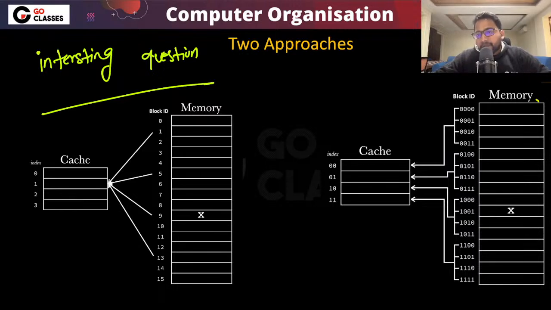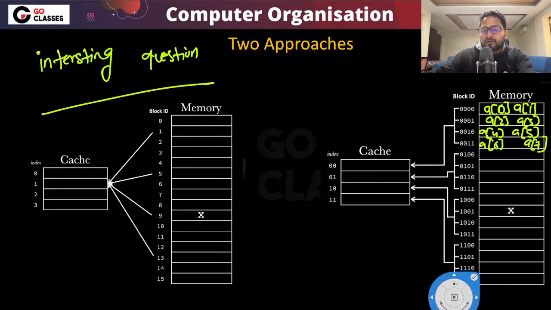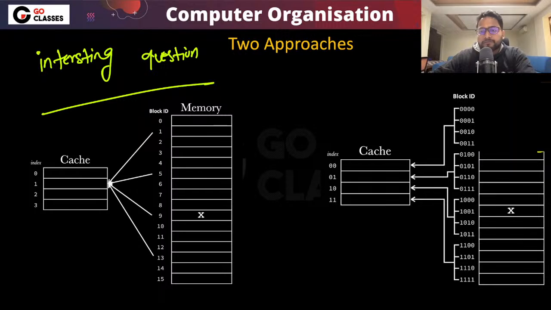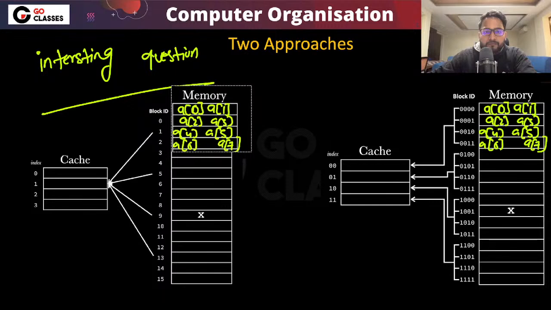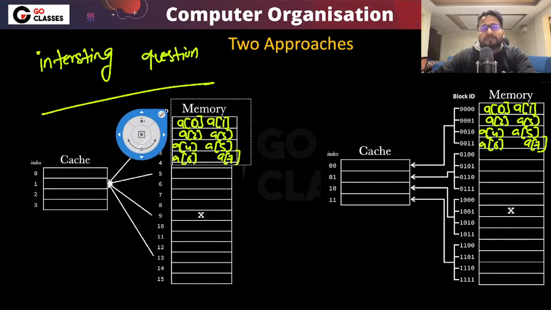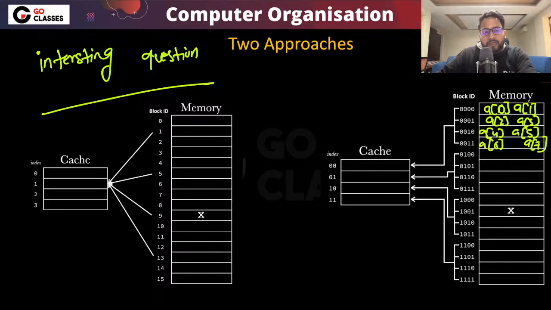What do I mean by that? This block will go only here, this block will also go only here, and this block will also go only here. Let's suppose there is some array, and one of the lines contains only 2 elements: a0 a1, a2 a3, a4 a5 a6 a7. Suppose these are the 8 elements of the array. Here also the same elements, and on the left side also the same elements.